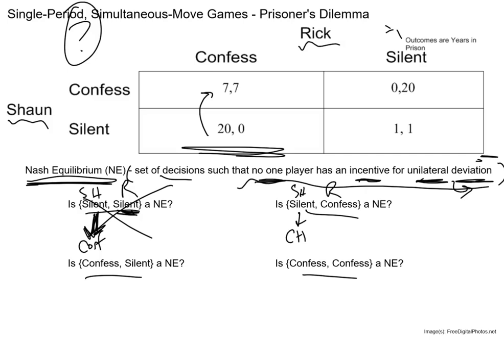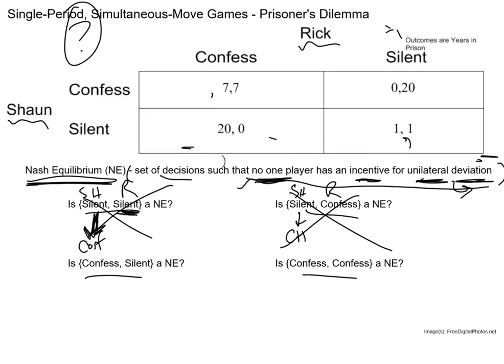Yeah, you would. If Sean sticks with his decision to remain silent when Rick confesses, he's going to get 20 years in prison. If Sean unilaterally changes his decision to confess, he's going to be better off. So yes, Sean wants to change his decision unilaterally, cross it off. It's not a Nash equilibrium. Notice, would Rick want to change his decision though? If Sean was silent, would Rick be happy with that outcome? Sure he would. Rick would not want to unilaterally deviate, but we have to make sure that no one wants to unilaterally deviate. Sean wanted to, so we crossed that off the list.